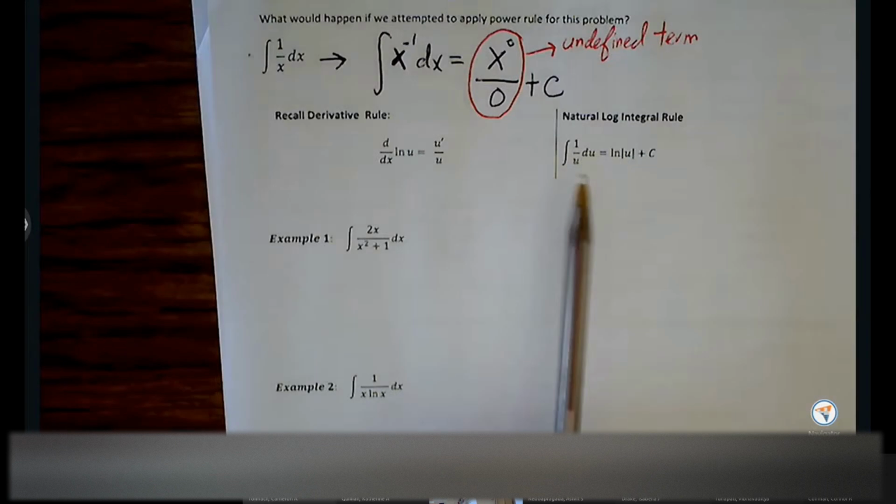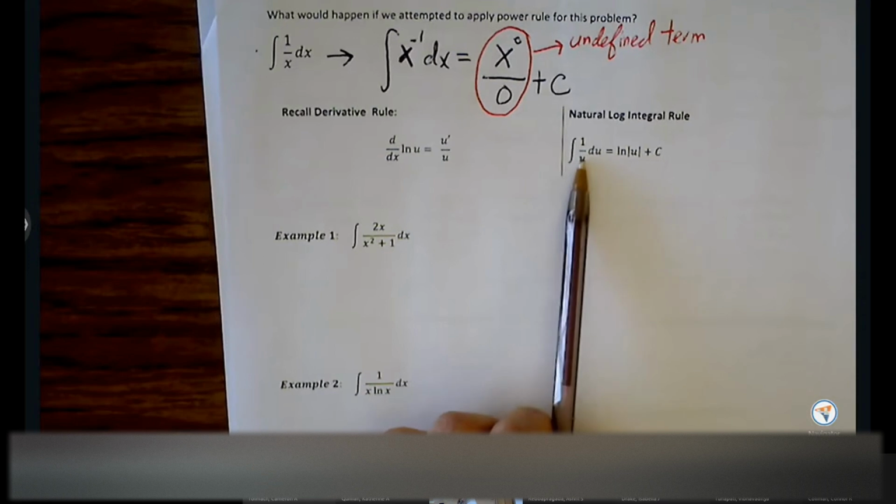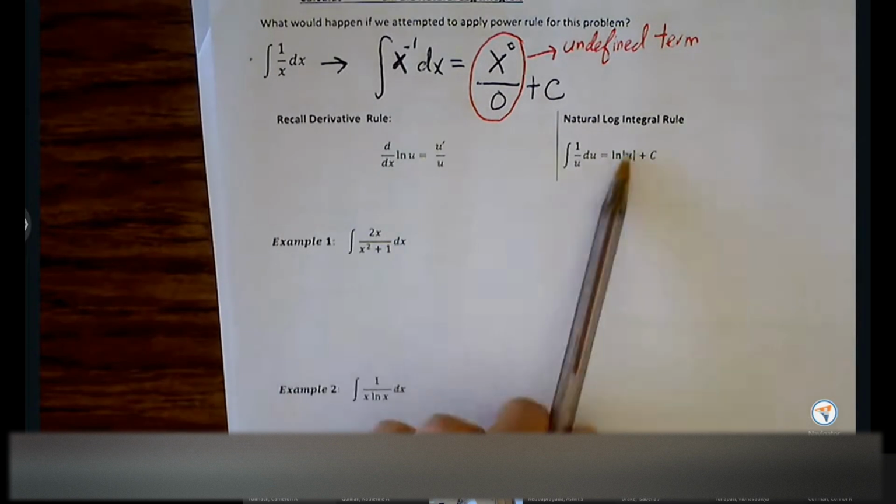But that also means that we can't do natural log rule unless it's u to the first power. If it's raised to any other power, if it's u to the 1/2 or u to the 1/3 or u squared, we've got to bring it up and go through power rule. Right.